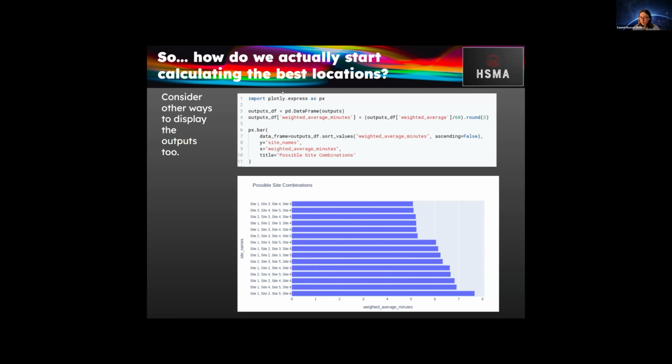We're using the Plotly library here. Plotly is a lovely interactive plotting library that allows you to create plots very simply. So here, all we've had to say is, I want a bar chart. I want my y-axis to be my site names. I want my x-axis to be my weighted travel time in minutes. And I'm going to give it a title. So it's very simple compared to what you might be getting used to with Matplotlib. Plotly can give you a really nice, easy way to make common chart types like bars, scatter, etc. And I have shared a little bit of information about Plotly in the HSMA Cafe channel, I believe.